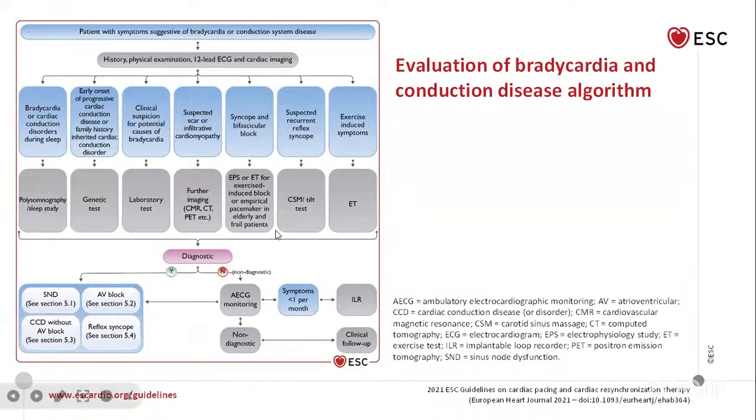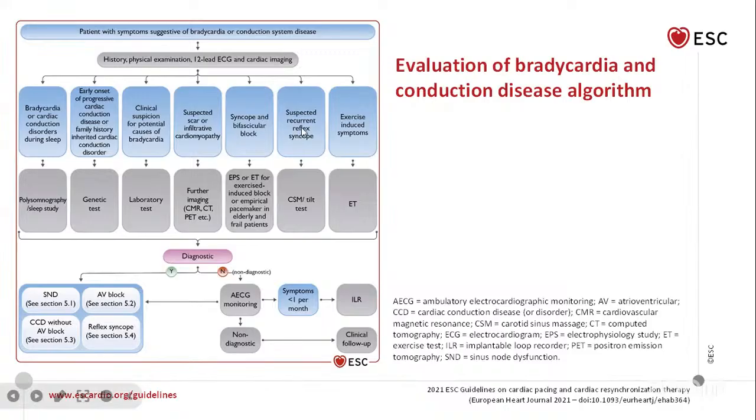So for those having symptoms during sleep, they need to do a sleep study. In a young patient that has family history of heart disease, if you have the capacity, you need to do the genetic testing. If you are suspecting electrolyte derangement, definitely your laboratory tests come into play. If you are thinking it could be sarcoidosis or amyloidosis, then you need further imaging after echo. So MRI, CMR, that needs to be done.